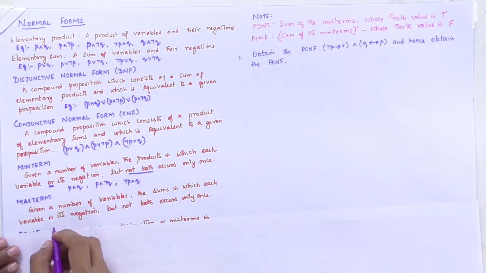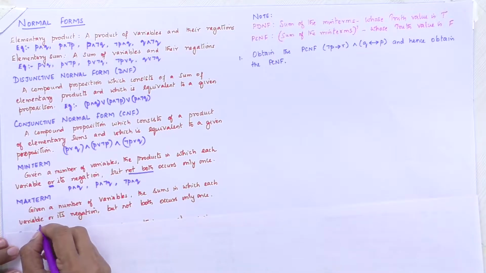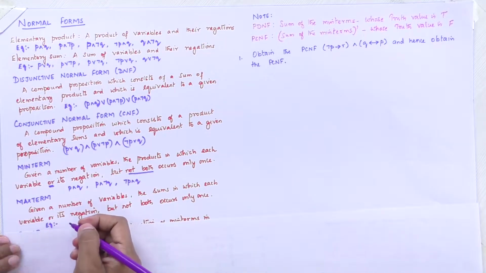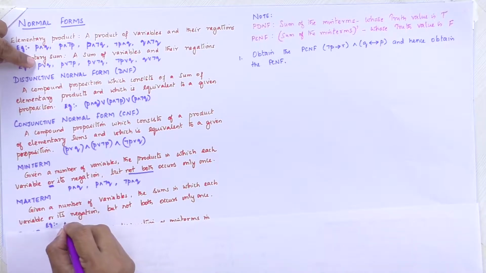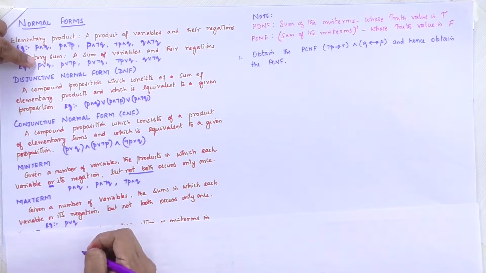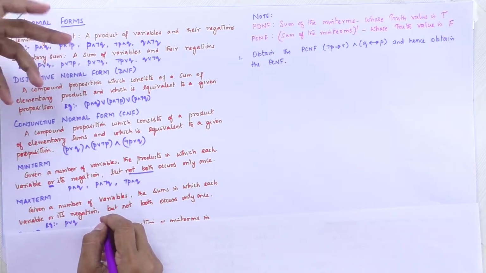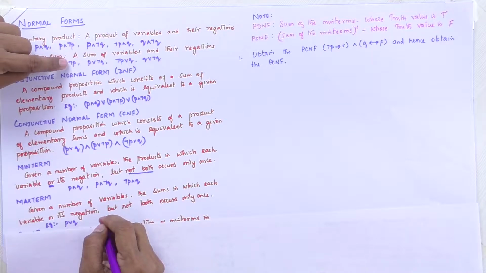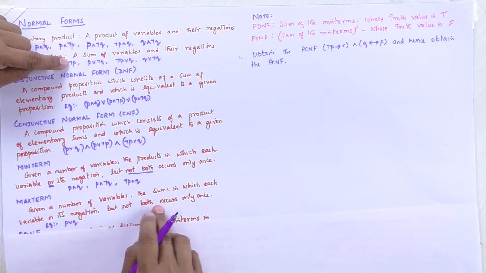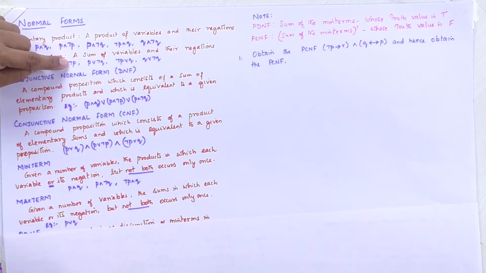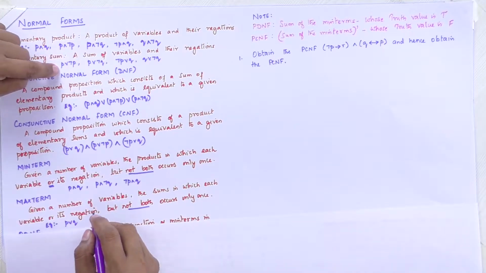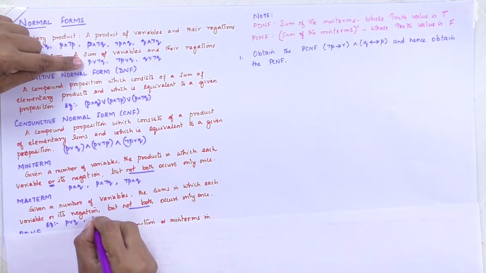Listen here, I'll give you an example for your better understanding. Look at this elementary sum. I can have P or Q, that is a maxterm. I don't have P or its negation here. P or negation P I cannot have, since the variable is P and its negation. The definition says but not both occur. Therefore this is not permitted, whereas this is permitted.